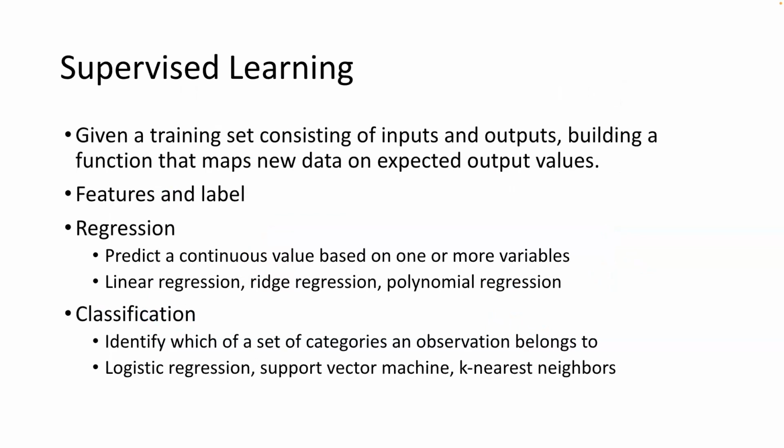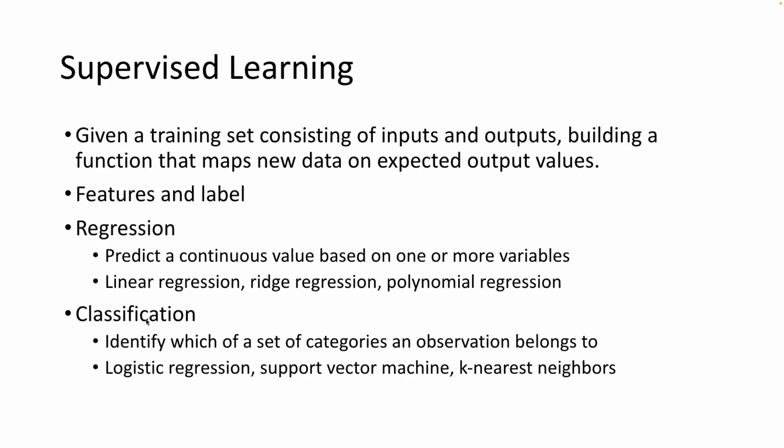So for supervised learning, the definition is: given a training set consisting of inputs and outputs, build a function that maps new data to expected output values. So here the output is the label and the input is the features. Considering the previous example of spam email, the features are, for example, words contained in the email, and the label could be spam or not. So that's a binary classification, 0 or 1. 0 means regular and 1 means spam.